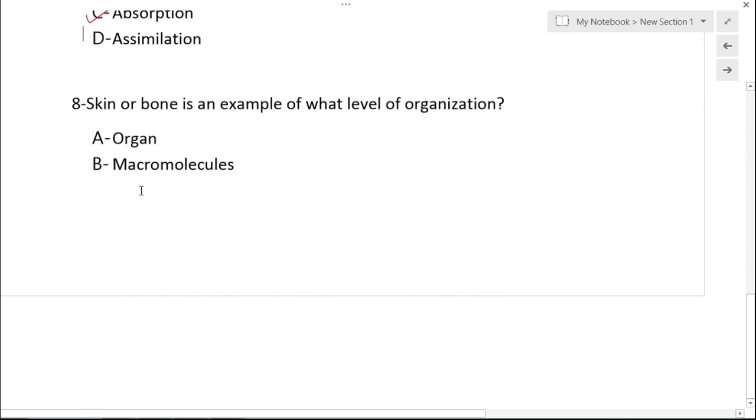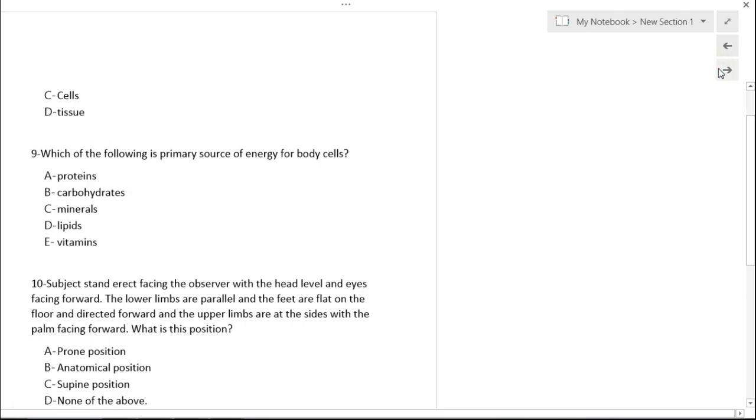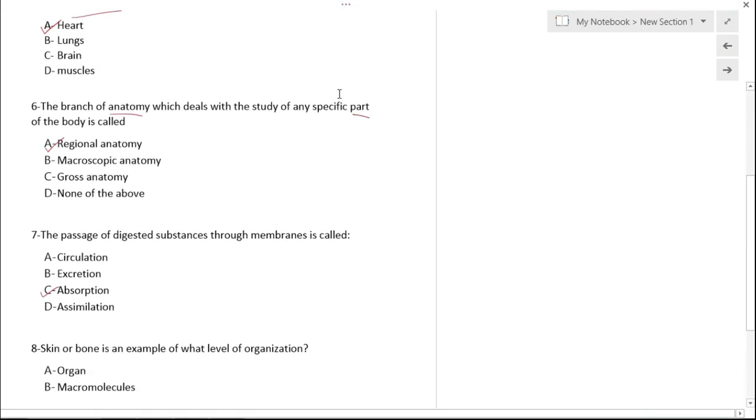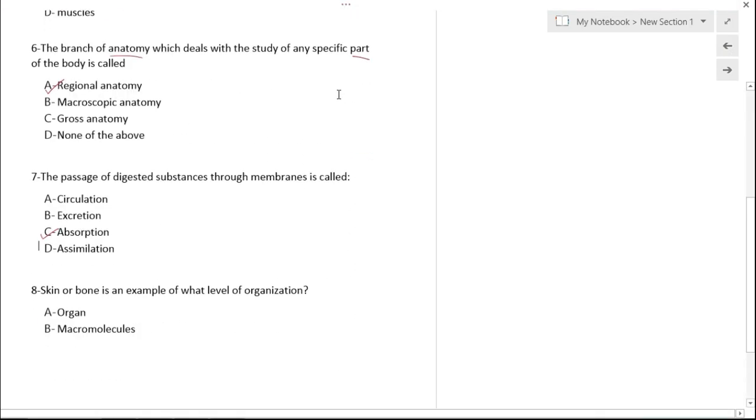The question is from levels of structural organization. Option A organ, option B macromolecule, option C cells, option D tissue. What is the correct answer? Skin or bone. The correct answer is option A, organ.